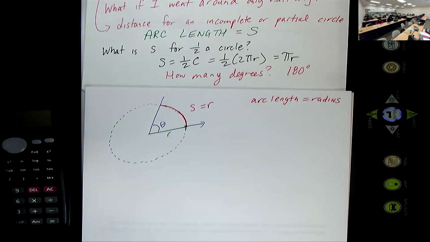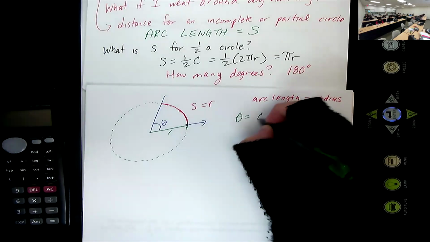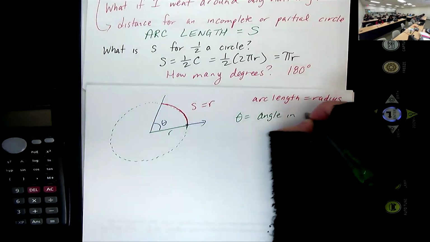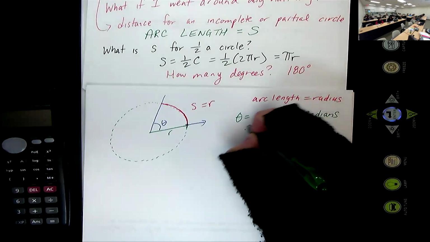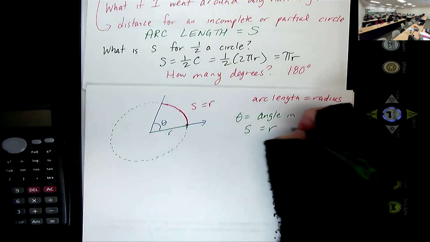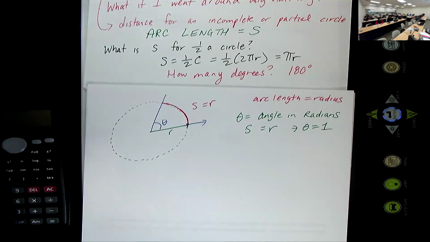So this is where the mathematicians said, you know what? Let's come up with a new angle measure. Let's call this angle measure theta here. We're going to do an angle in radians. Then we'll say when arc length equals radius, theta equals what? 1 radian.